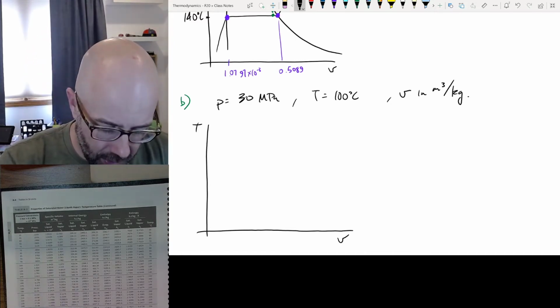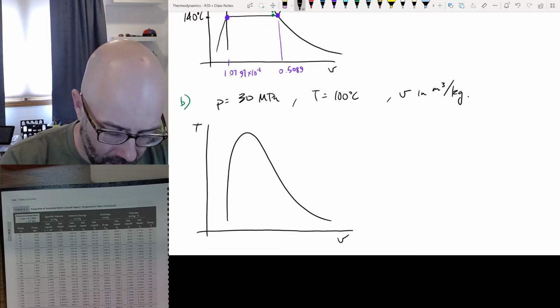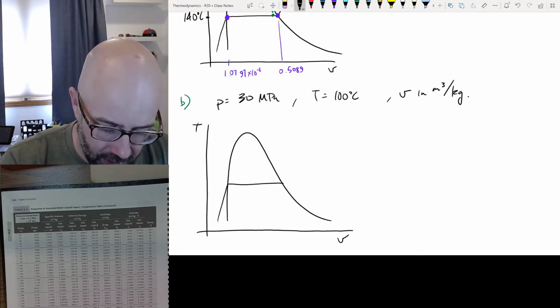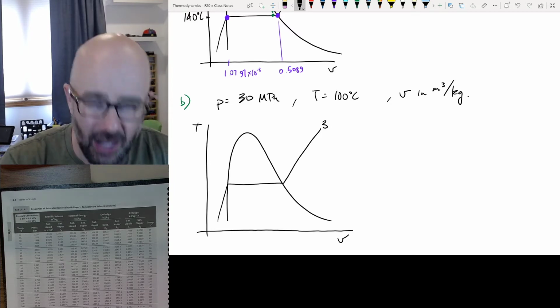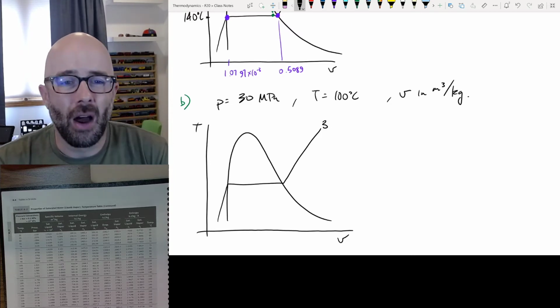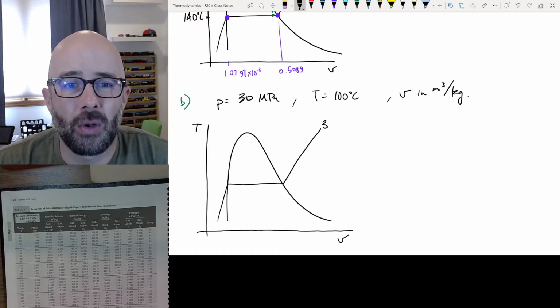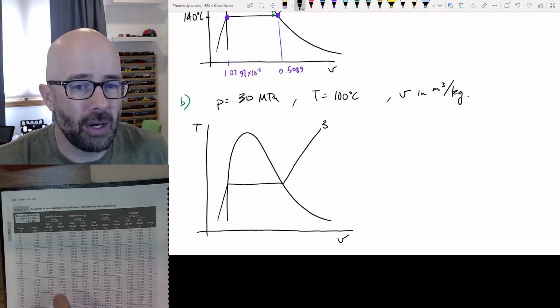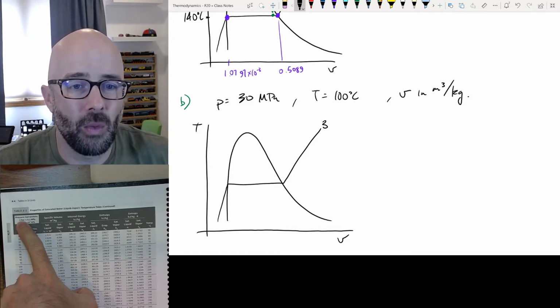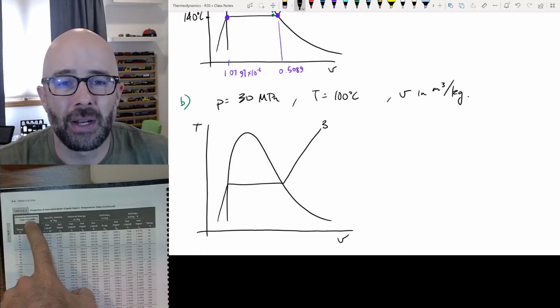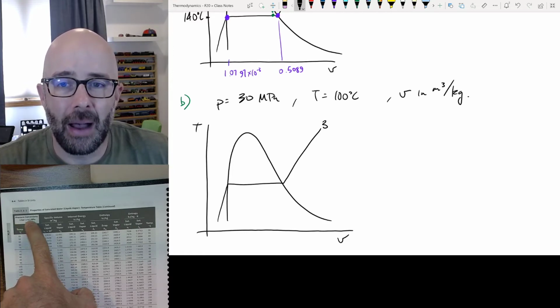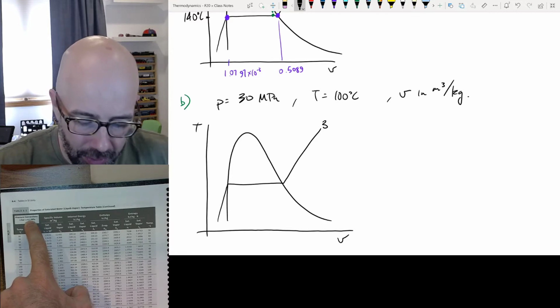We are going to draw a vapor dome, and we're going to draw a line of constant pressure that is 30 megapascals. But our tables are not in megapascals, they're in bars. So you need to remember it. If you don't remember, up here in the very top corner it says 1 bar is equal to 0.1 megapascals. This is going to be equal to 300 bars.